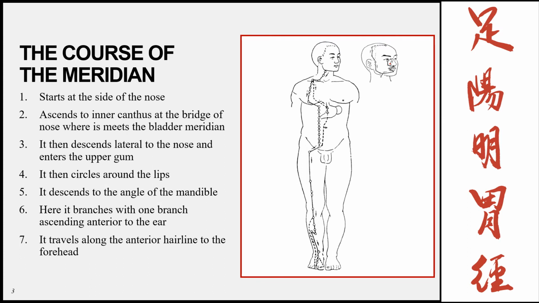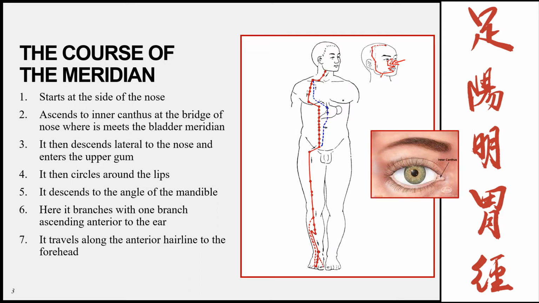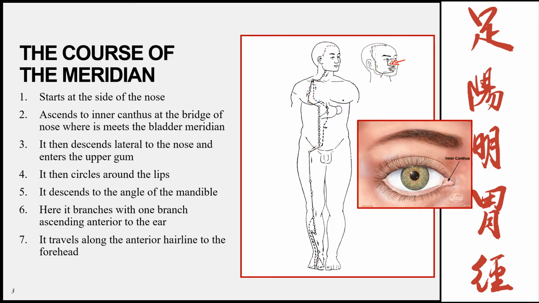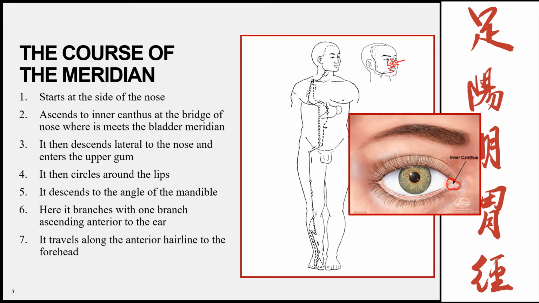So now let's look at the course of this meridian in a bit more detail. Firstly, this meridian originates at the side of the nose, around here, and it ascends to the inner canthus at the bridge of the nose where it meets the bladder meridian. The inner canthus is shown in this image over here. So this portion here is the inner canthus. It ascends up like this to this region.